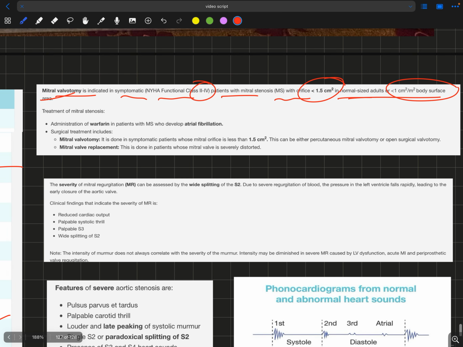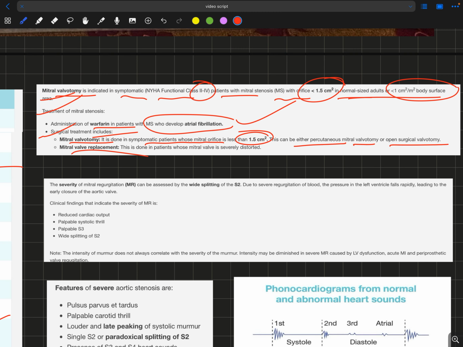In case of mitral stenosis, treatment is administration of warfarin in patients with MS who develop atrial fibrillation, because it increases the risk of clot formation. Surgical options are mitral valvotomy and mitral valve replacement. Mitral valvotomy is done in symptomatic patients whose mitral orifice is less than 1.5 centimeter square. It can be either percutaneous mitral valvotomy or open surgical valvotomy. Mitral valve replacement is done in patients whose mitral valve is severely distorted.